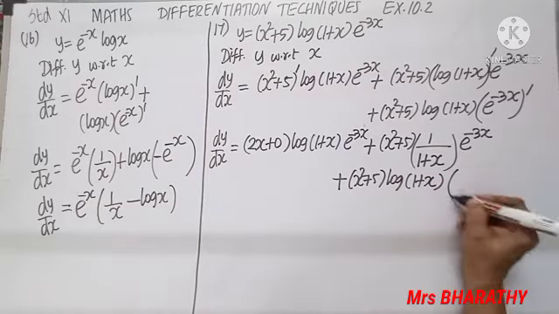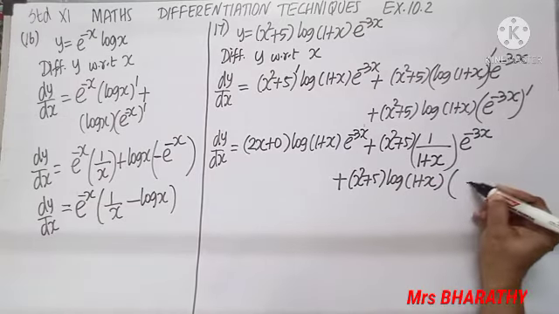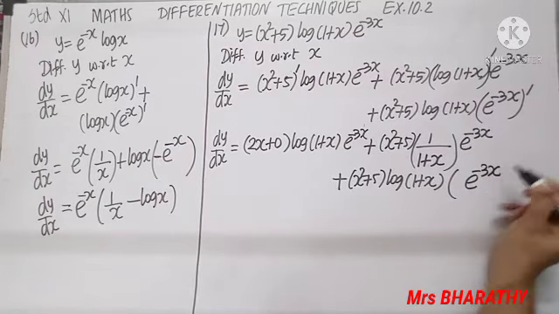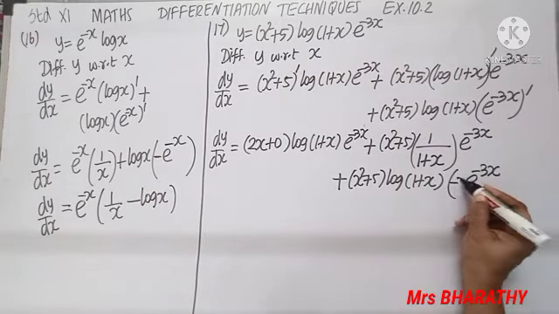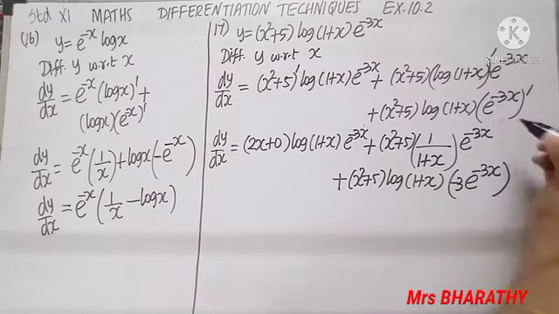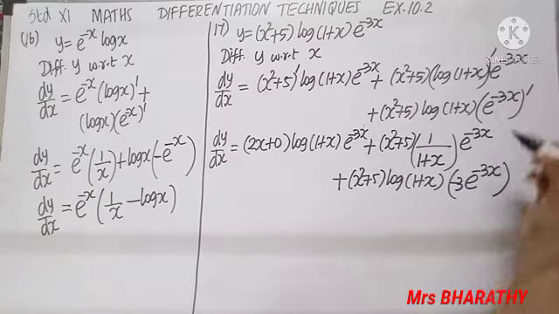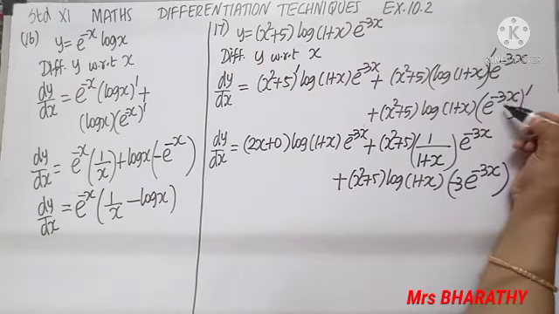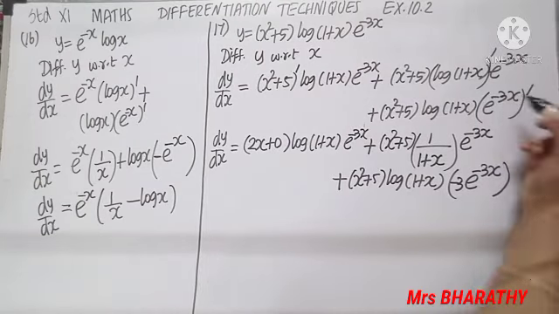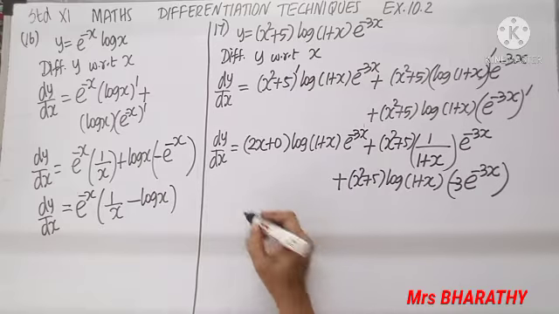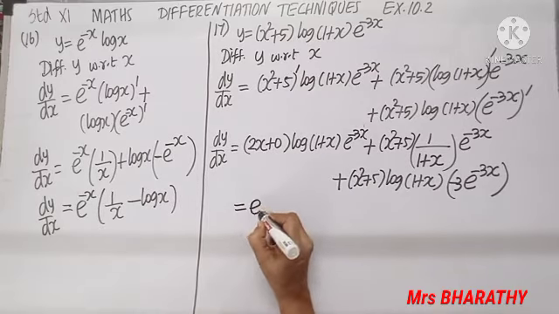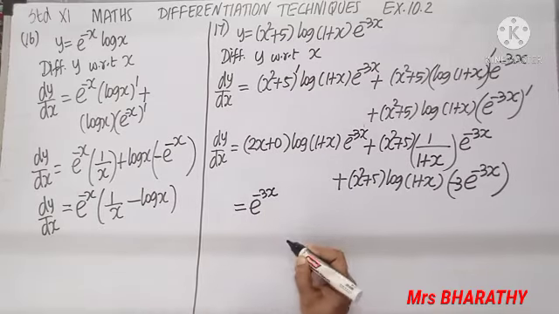Differentiate the third term. e power will become e power. Minus 3x will become minus 3. This is chain rule. e power becomes as it is. Whatever is in the power, differentiate. So minus 3x becomes minus 3. In all the terms, e power minus 3x is common.